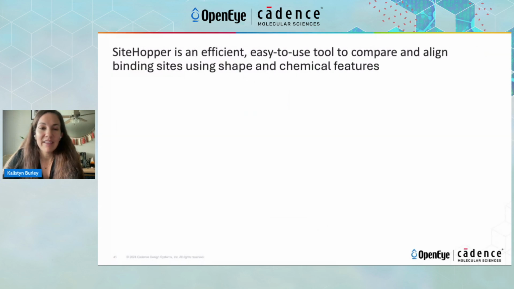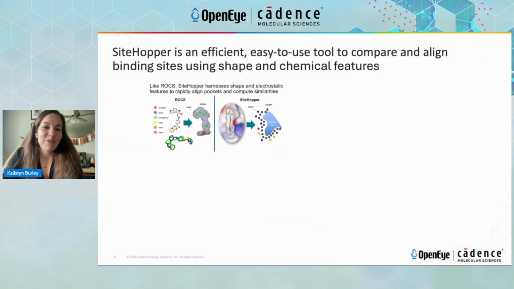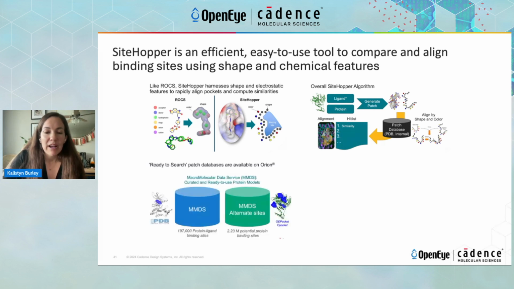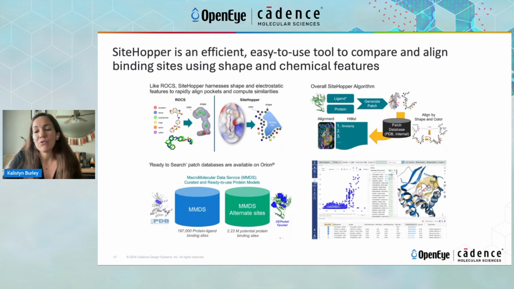So with that, I'll wrap up. We talked about what SiteHopper is, its genesis and its similarity to ROCS. It's really an analogous tool where we're abstracting from the specific atom IDs and turning it into a representation of shape and color. We went over the specific SiteHopper algorithm to give you a sense for how it works. We talked about patch databases, which ones we provide, how to generate your own, and then we also looked at how you can review results in Orion and what the results actually look like.